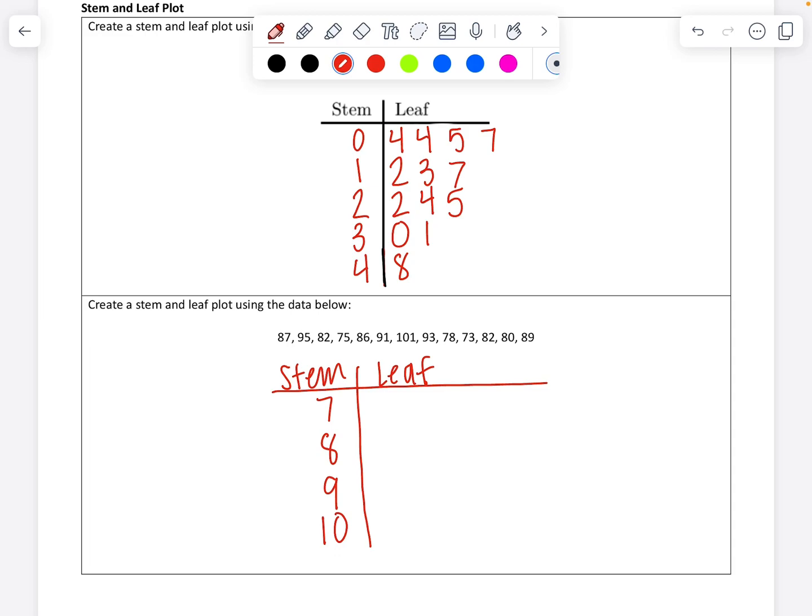Okay. So this one's a little bit trickier because it has a number with 3 digits. All that means is you take both. So you take the 10 and you put it with the stem. So on the leaf part, you should always just have one number every time. So first, I'm going to look for all the numbers that are in the 70s. So we have 75, 78, and 73. So I'm going to put a 3, a 5, and an 8.